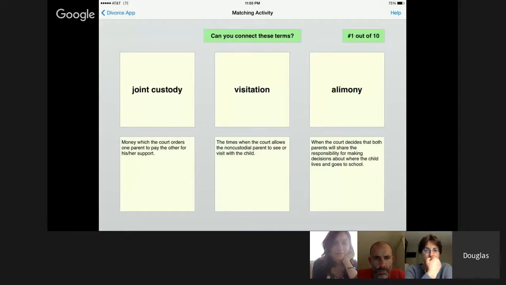And it's designed for the parent and the child to go through together. What was really interesting about this app is it started out just as a simple school project, but through the design thinking process, it became a way for this student to help other children of divorce.